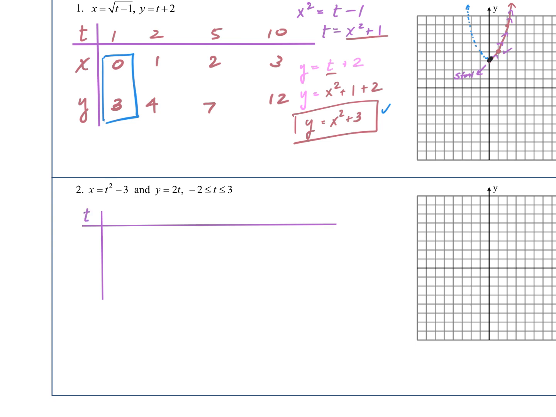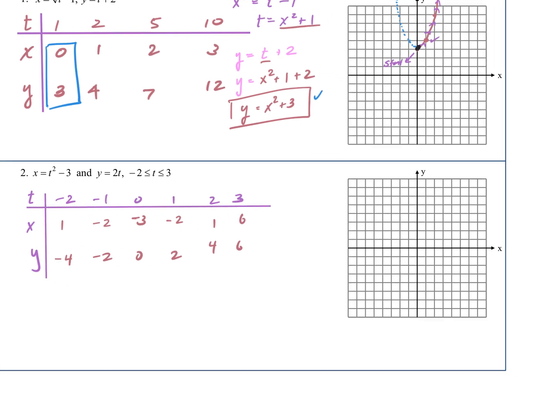So we have t, and then I did negative 2 to 3. So negative 2, negative 1, 0, 1, 2, 3, and then x, y. I plugged into the x component and the y component, so you get 1, negative 4; negative 2, negative 2; negative 3, 0; negative 2, 2; 1, 4; and then 6 and 6.